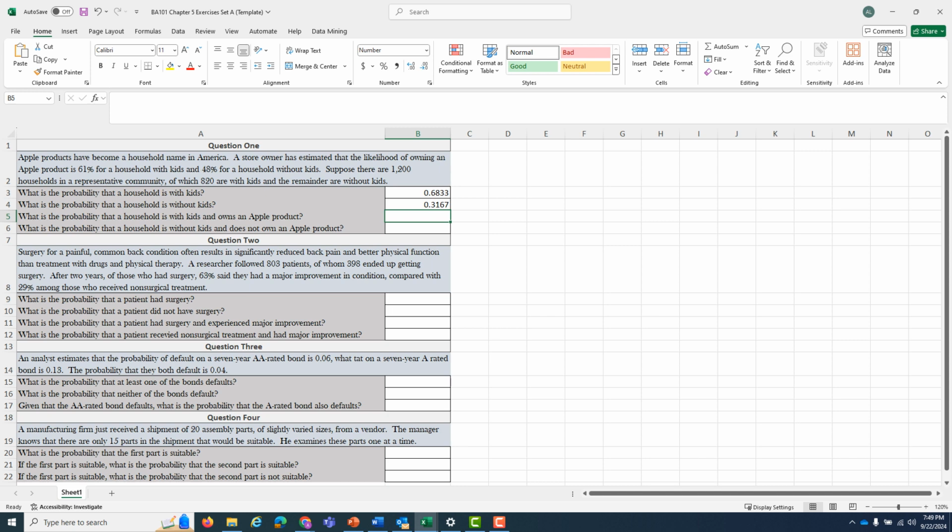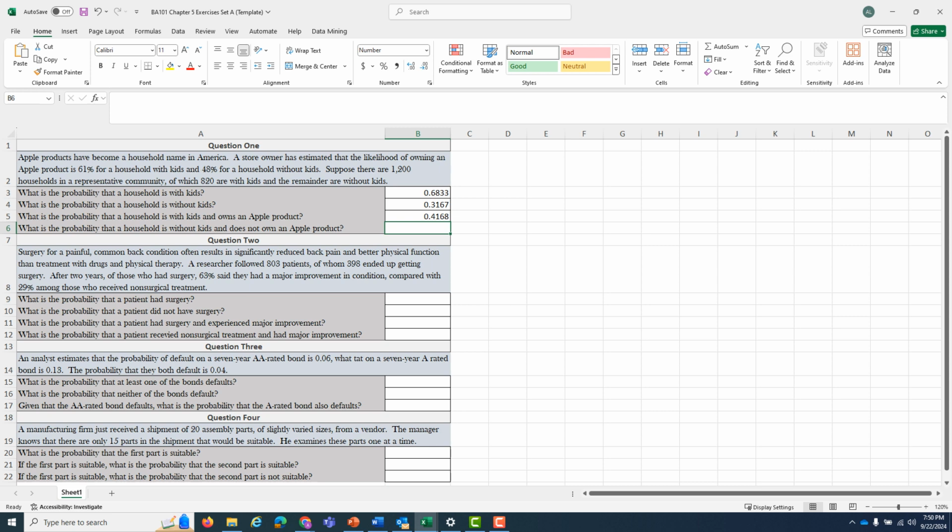It's a joint probability. So I'm going to take the 68.33% of households in our demographic that have children and multiply it by the 61% chance, or 0.61, that a household with kids will contain Apple products. And if I do that, I come up with 0.4168. So it's 41.68% of the households in this area have kids and will use Apple.